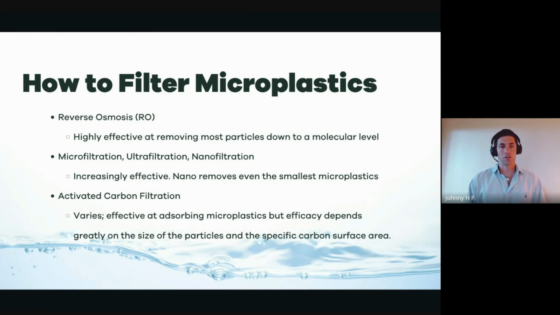As for activated carbon, something very ubiquitous in the marketplace for home and commercial water filtration, it's hard to say with a rule of thumb how effective or ineffective activated carbon filtration is going to be for microplastics. It depends largely not just on the microplastics and their size, but also greatly because different activated carbon systems have different amounts of carbon surface area, and that ends up being a very important dimension to the effectiveness of a particular activated carbon filter.